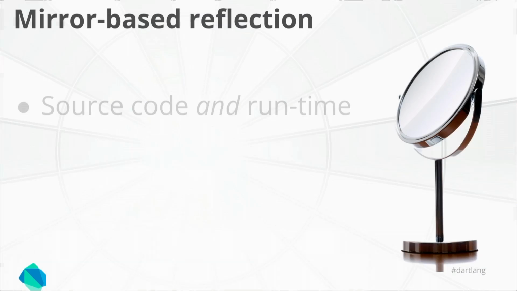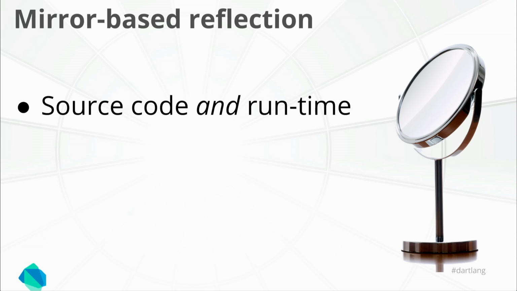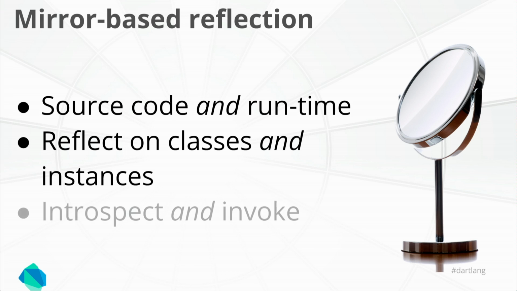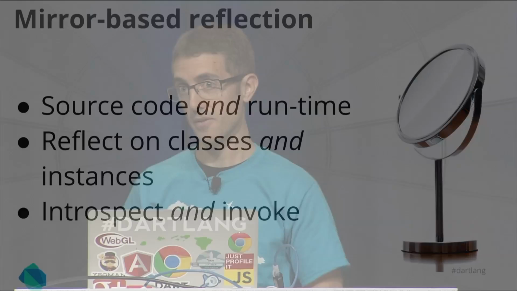Another new library we've been working on over the past year is our mirror-based reflection library. With mirror-based reflection, you can do source code and runtime reflection. That is, you can load up a bunch of source code and use mirrors to ask questions about it. You can also, at runtime, ask questions about the structure of your app. You can use mirrors to reflect on both classes and instances. And you can introspect, say, what fields do you have, what constructors do you have, and invoke methods on those objects dynamically.